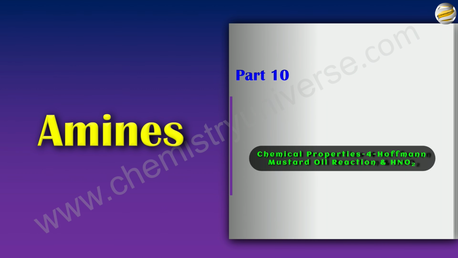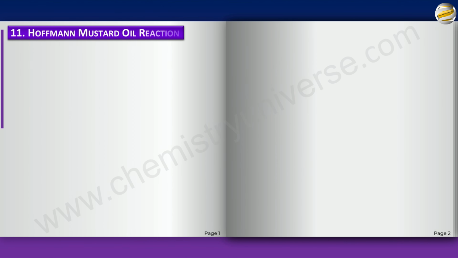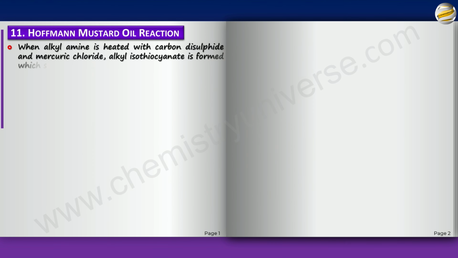All right, so here we have the Hofmann Mustard Oil reaction and HNO₂. We'll also be doing the reaction with HNO₂ in this. So this is the Hofmann Mustard Oil reaction. Now you don't get mustard oil, you'll get a compound that smells like mustard oil. So what happens is when alkyl amine, and I'm talking about primary amine, is heated with carbon disulfide and mercuric chloride, alkyl isothiocyanate is formed, which smells like mustard oil.